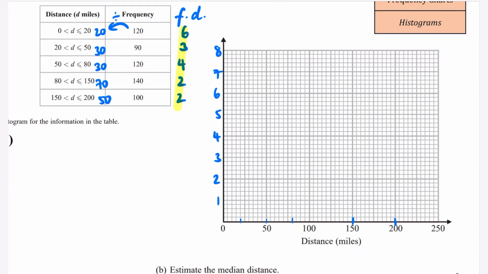So I'm going to do these with some lines here. So the first one wants to go all the way up to 6, and that's just 4 little squares. Then I want to come all the way back down here. Then we're going to do between 20 and 50, that is going up to just 3. And then we're going to do 50 to 80, that is a frequency density of 4. It's going to annoy me that that is wonky.